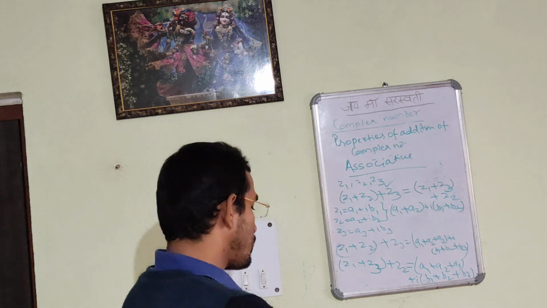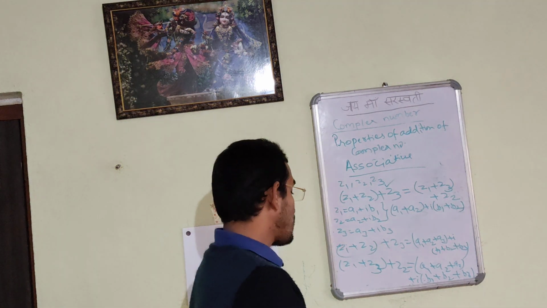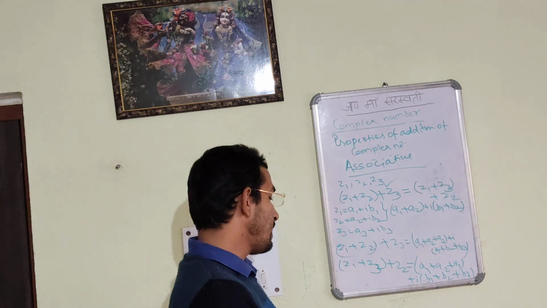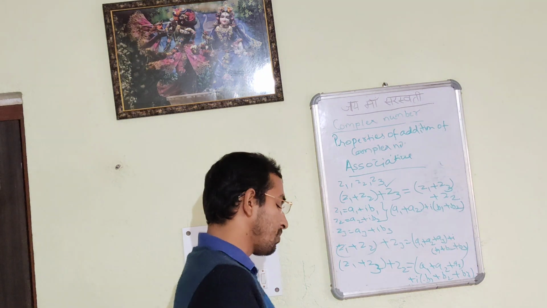Now we will be switching over to the next property, that is existence of the additive identity. We will be seeing some of the examples which will certify my statement.